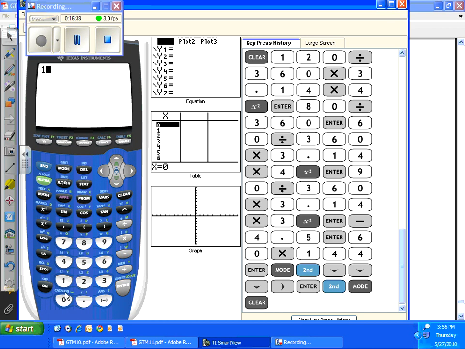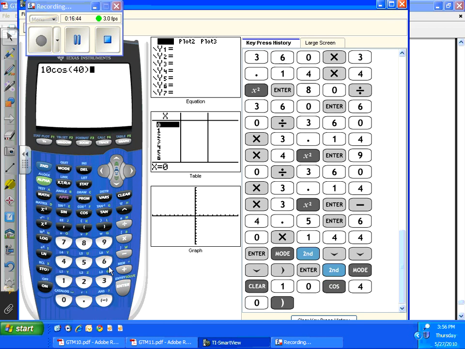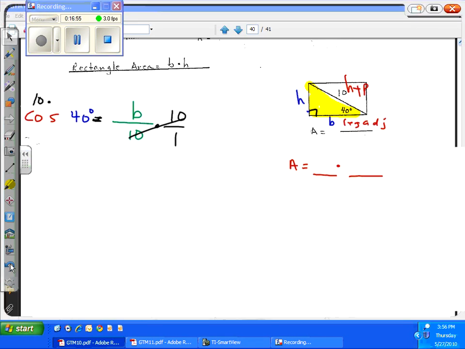So I wanted 10 cosine 40, which is 7.66 rounded. So there's my base, 7.66. I want to find the height. I'm going to go ahead and set up another trigonometric ratio. Could do the Pythagorean theorem, but we rounded, so I'd rather not.